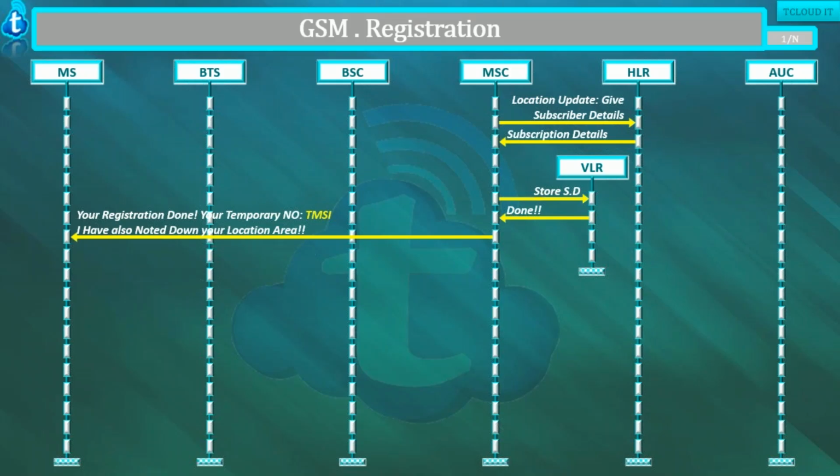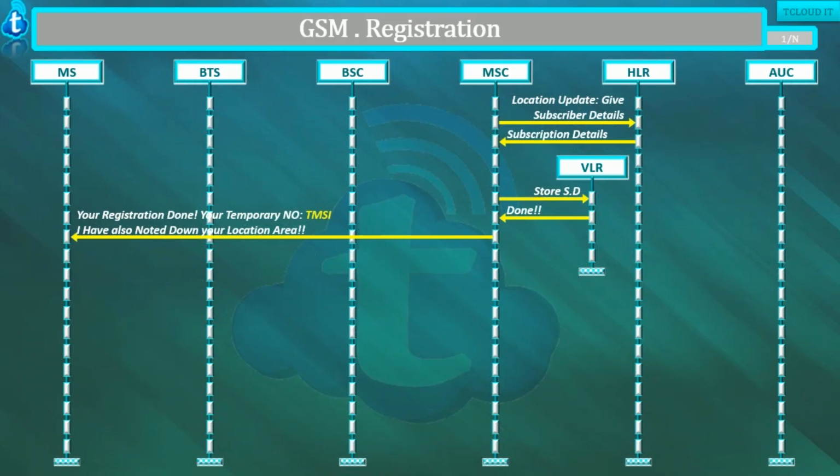Somehow I have got the details, I'm noting it down. How MSC got to know this location area, we'll have to find out. How BSC gives these details to MSC, we'll find out in our subsequent sessions. But somehow MSC got mobile's location area. So MSC proudly tells the mobile, I got your location. I'm giving you a temporary number, and I know where I have to search for you. If you get any incoming call in the next minute, I know that you will be in this location area.